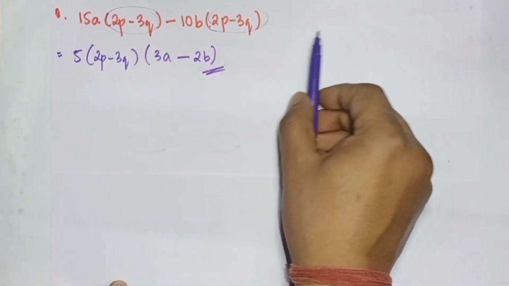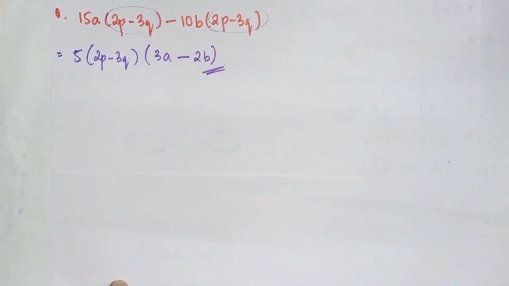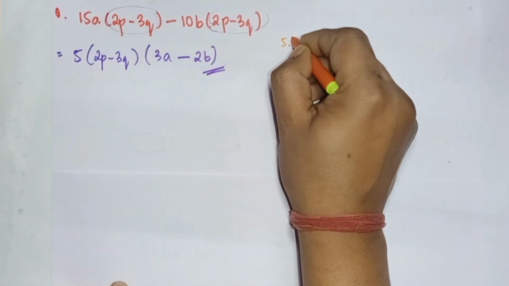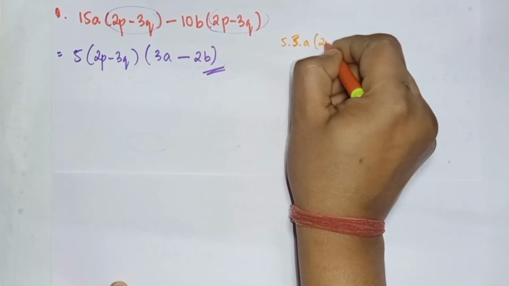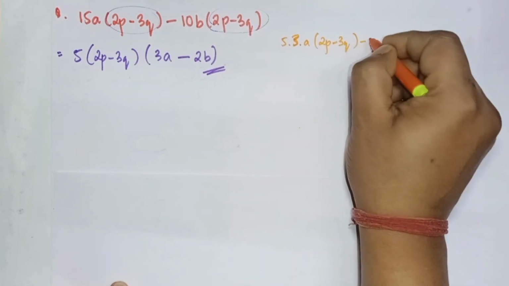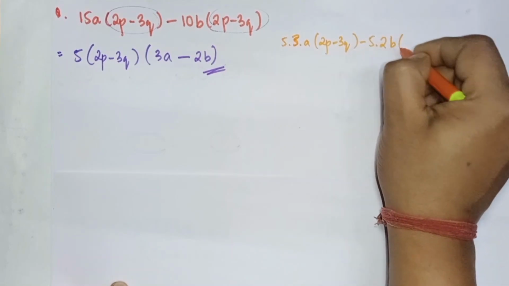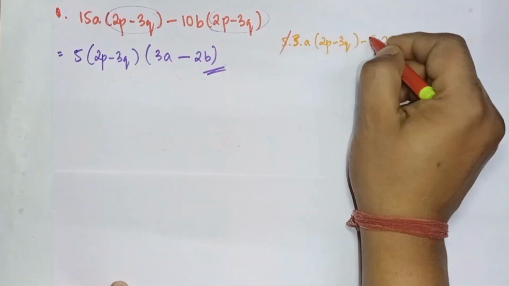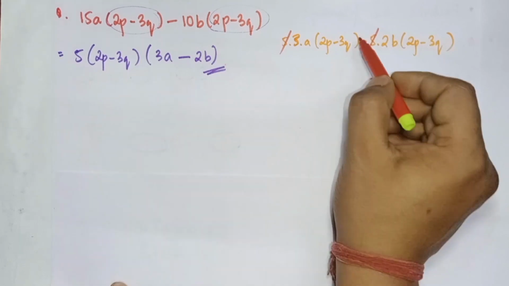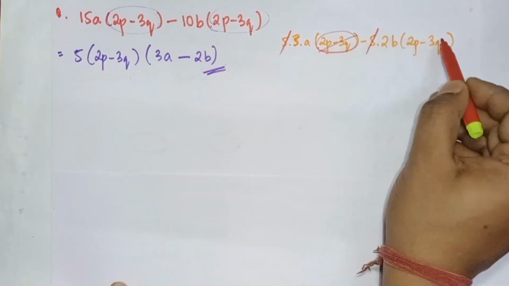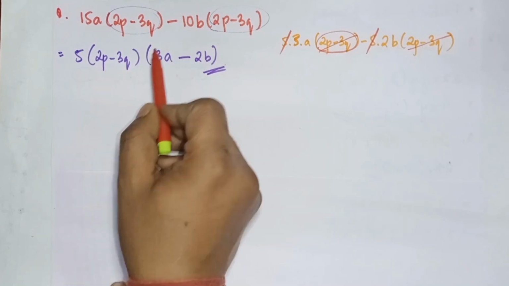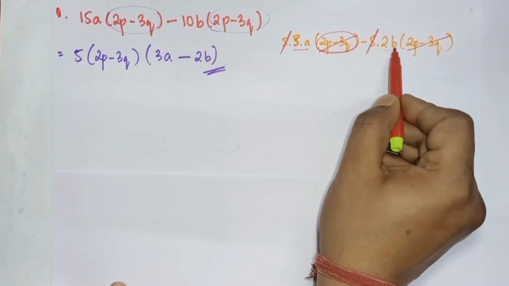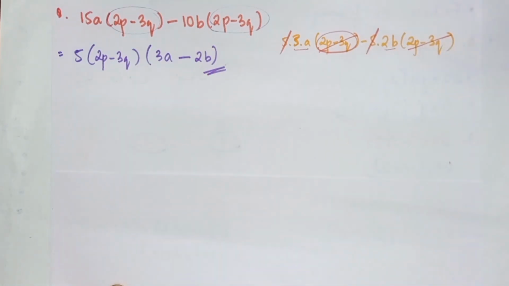If you are not clear with this, you can do the same with the long method also. How can you do it? I can write 15 as 5 into 3, so 5 3s are 15a, then (2p minus 3q), this side is minus, 5 2s are 10b (2p minus 3q). You can see here what is matching: 5 is already outside. Now this part is matching, so take it outside. Now you put a bracket; what is left over is 3a. Next is minus, then what is left over, 2b. Simple. Hope you are clear with this.